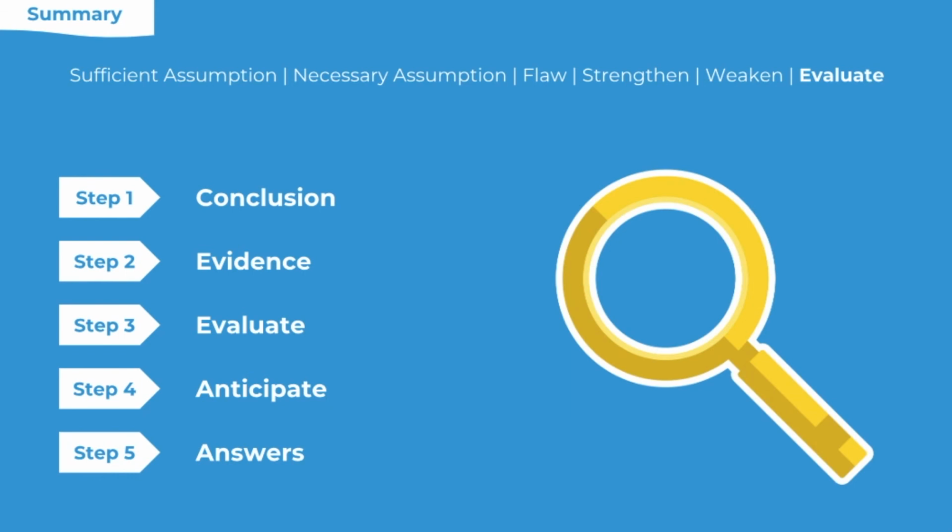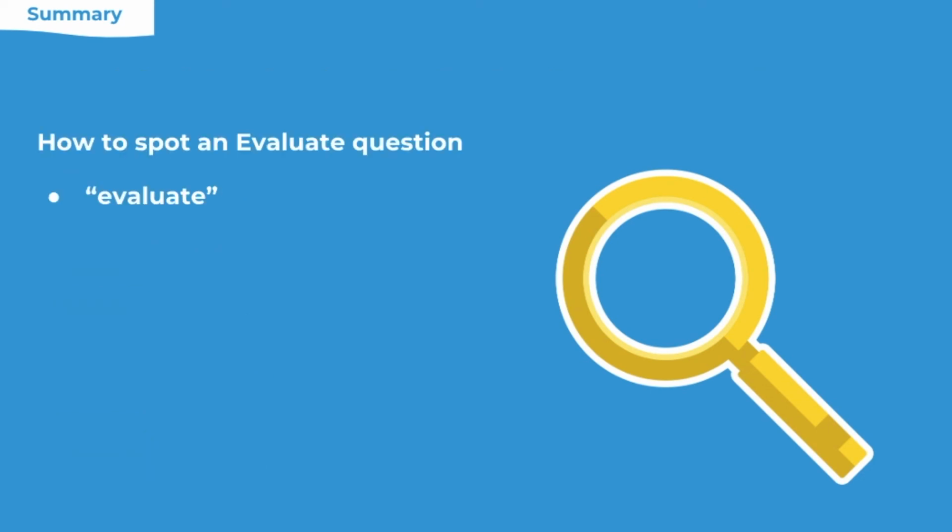So remember, the process for working on evaluate questions is to first find the conclusion, then second, find the evidence for why it's true, then third, evaluate the reasoning and find the gap in the argument, fourth, anticipate what an answer might sound like based off of that gap, and then use trap answers to work through the wrong answers as step 5. You spot an evaluate question with the word evaluate. They all have it in there.